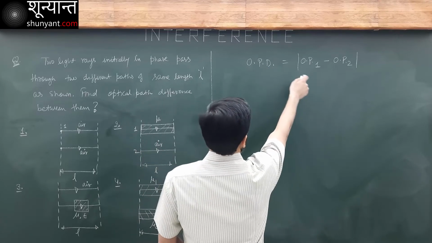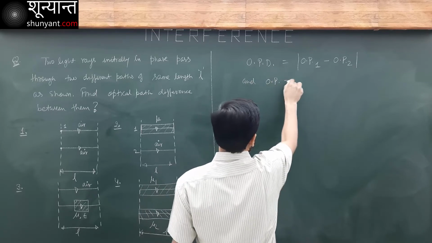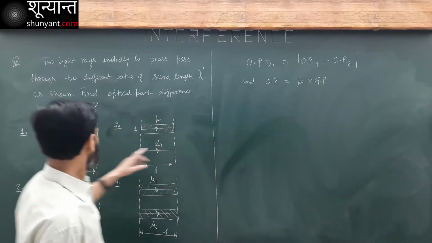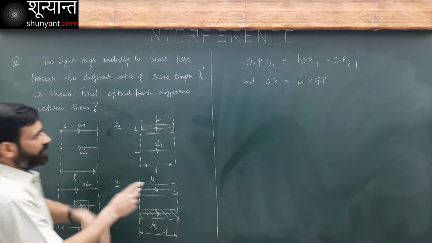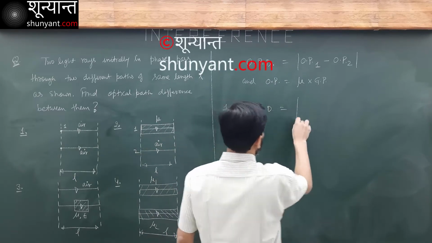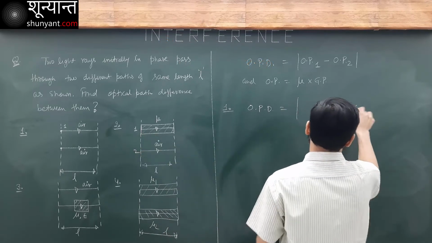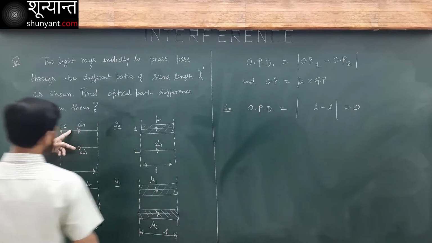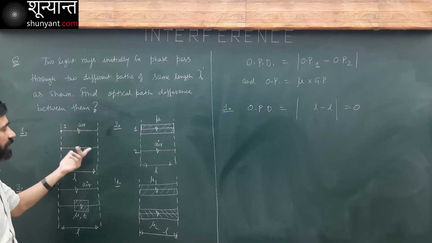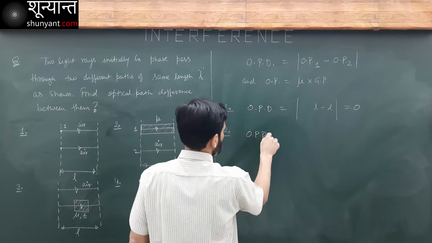Now, optical path is equal to mu times the geometrical path. The geometrical path is the same. It is traveling L length in the first case. In the first case, OPD is equal to the mod of L minus L, which is 0. In air, optical path is equal to geometrical path. The geometrical path is L, so the optical path will also be L in both cases. So it is 0.